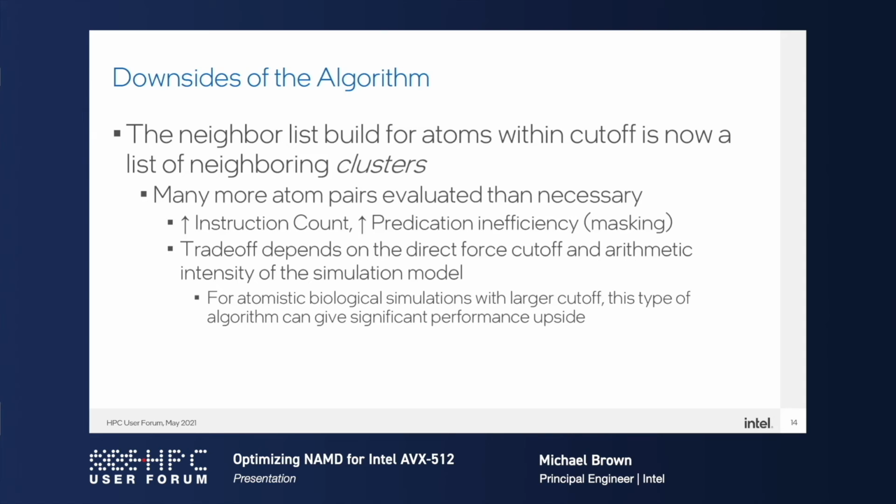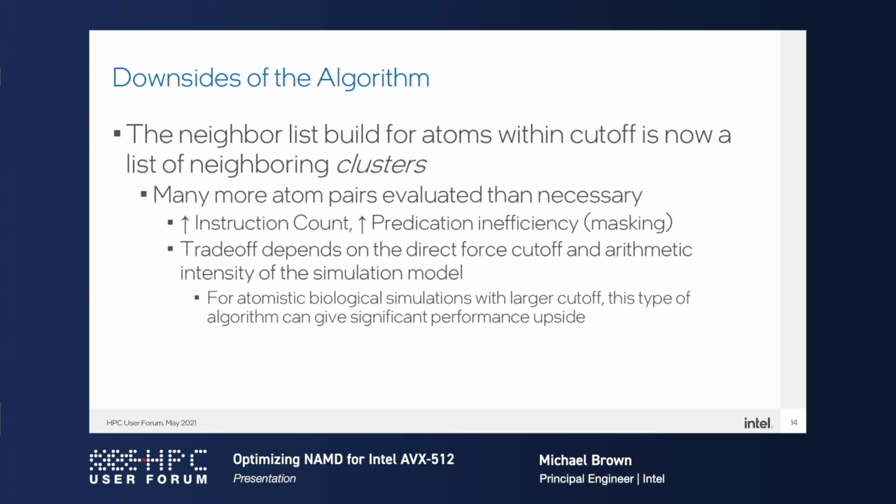The algorithm is not without downsides. A primary one is that the neighbor list build for atoms within the cutoff is now a list of neighboring clusters. So if only one of the atoms in a cluster is within the cutoff distance, you still get them all as neighbors. This results in evaluating many more atom pairs than necessary. And this translates to increased instruction count and also increased predication inefficiency from masking out the unnecessary calculations.